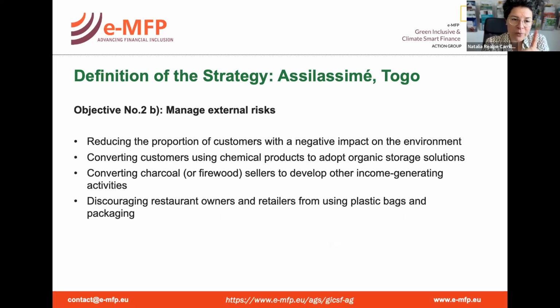And the third one, on management of external risks, or number 2B: reducing the proportion of customers with a negative impact on the environment. So we see here a reduction, not total exclusion: converting customers using chemical products to adopt organic storage solutions, converting charcoal or firewood sellers to develop their income-generating activities, and discouraging restaurant owners and retailers from using plastic bags and packaging.